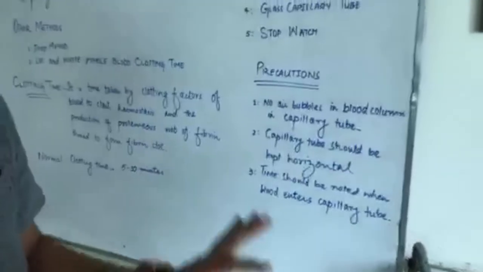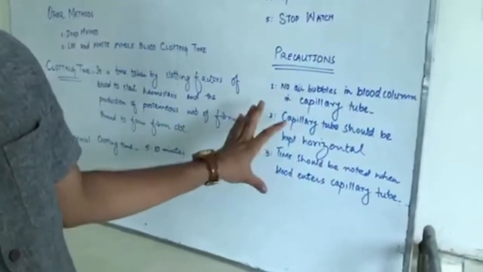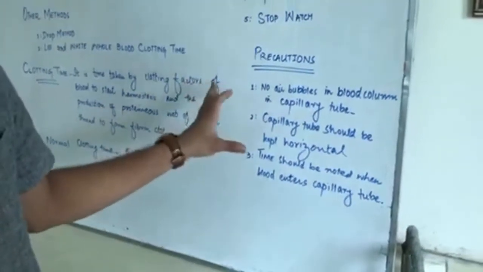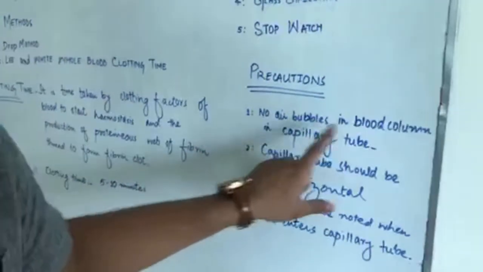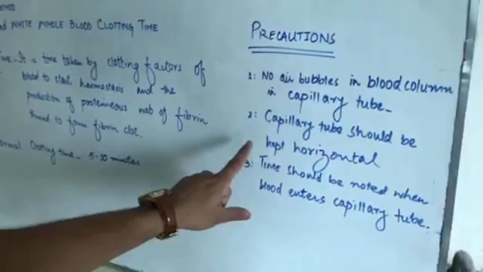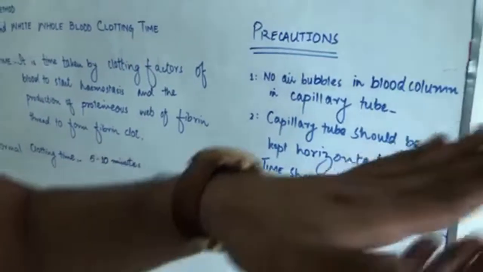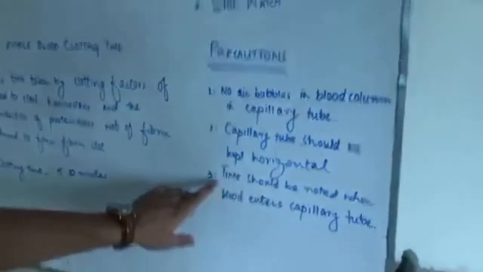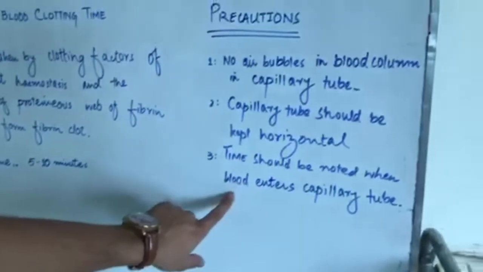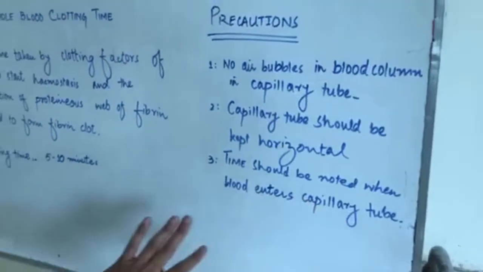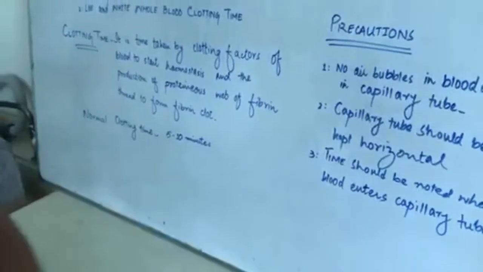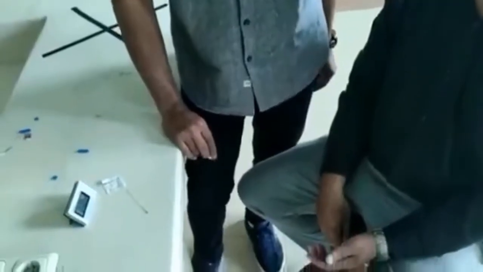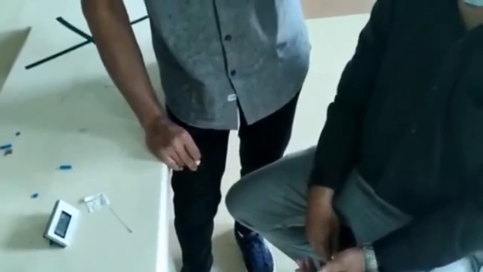So what are the precautions that are required for you people? First, there should be no air bubbles in the blood column of the capillary tube. Second, the capillary tube should be kept horizontal between your palms. Third, the time should be noted when the blood starts entering into the capillary tube. So now I'll perform the practical in front of you people. Calculation of clotting time with the help of the capillary tube method.